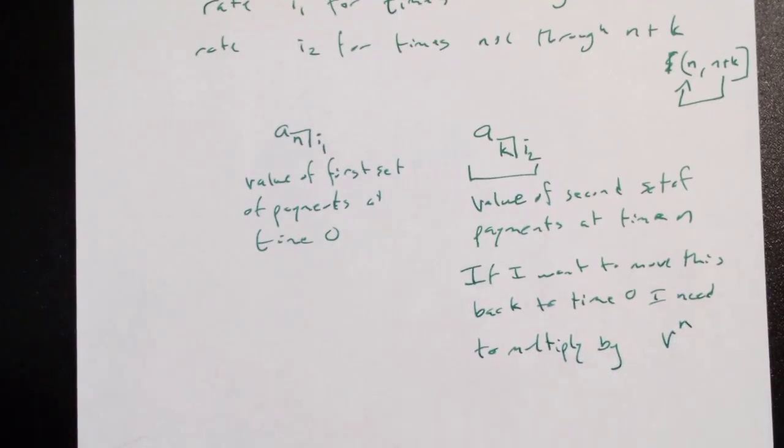Now, there's just one problem. That v. There are two interest rates in this problem. There's interest rate 1 and interest rate 2. Which v is that? The value v is 1 over 1 plus i. Is that i1 or i2?